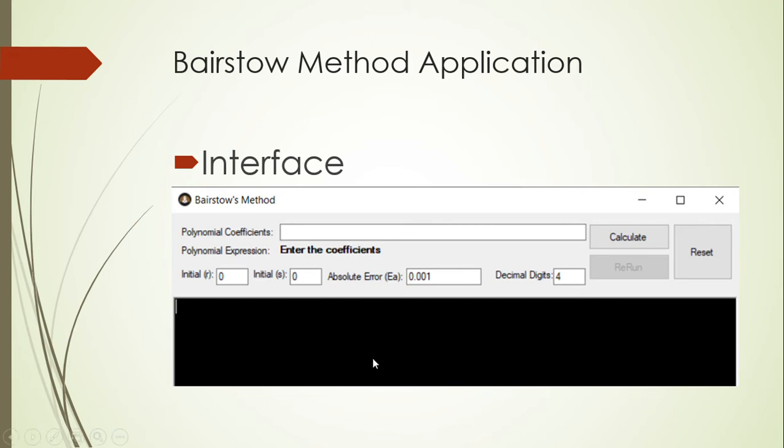As we can see here, this is the area where we have to put the values. We can see it in my program actually. The initial value of R is also here. Initial value of S is also in this area. We should assign the absolute value and the decimal places. And once we put all the values, we should click calculate.